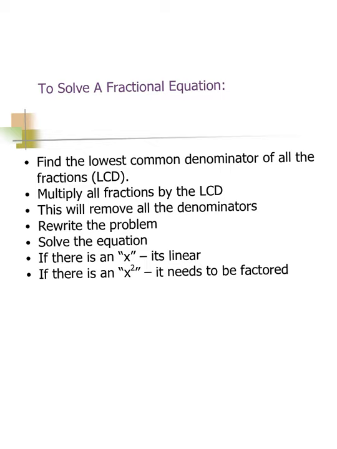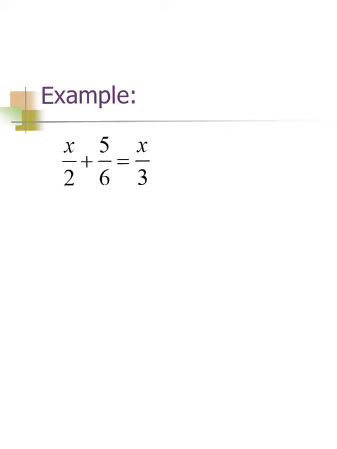all the fractions. Then you're going to multiply all the fractions by that lowest common denominator. This is going to remove all the denominators. You're going to rewrite the problem and then solve the equation. If there's only an x, it's a linear equation. If you end up with an x squared, it needs to be factored in order to solve it.